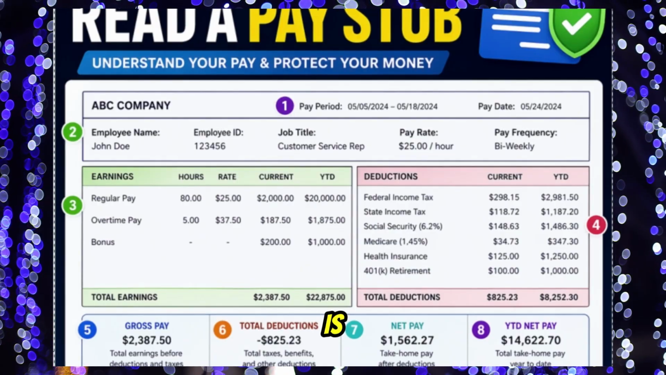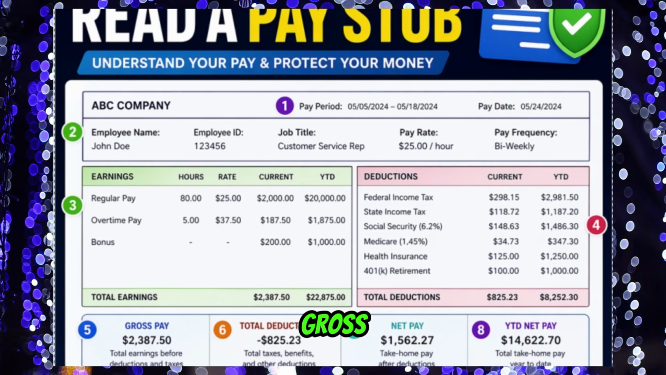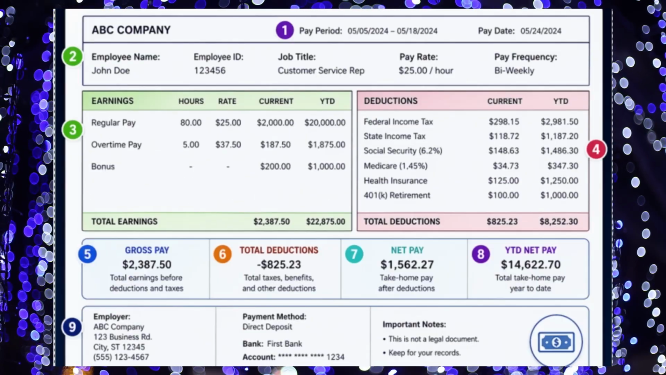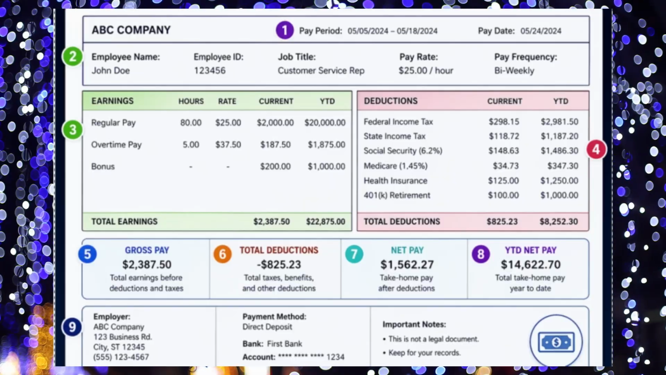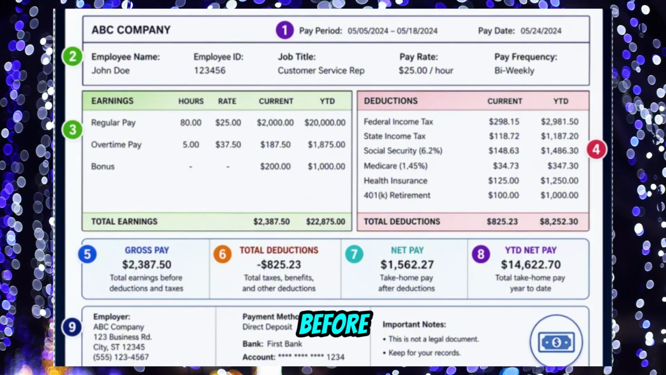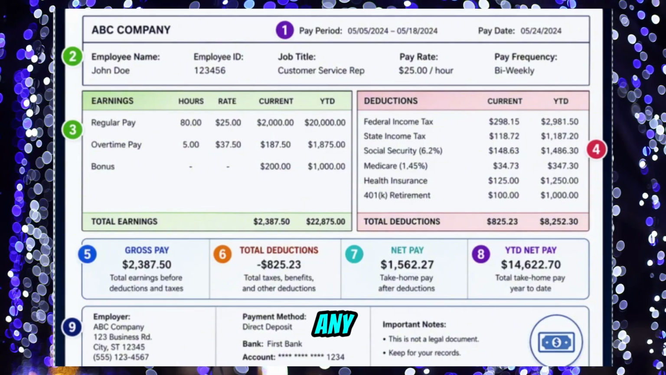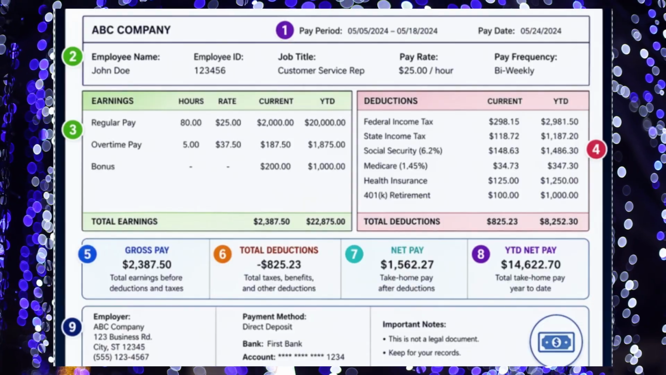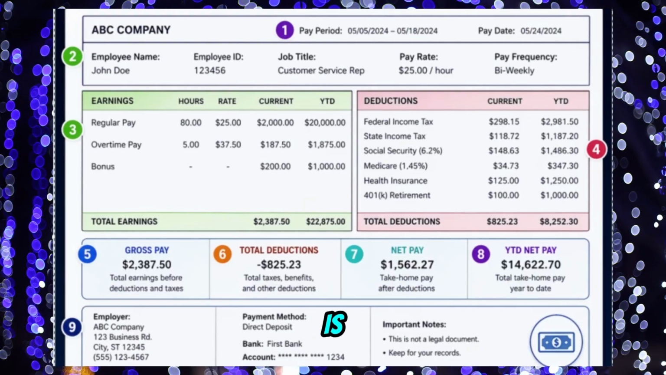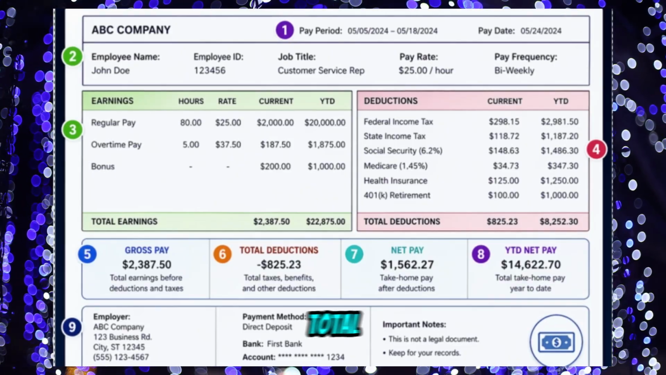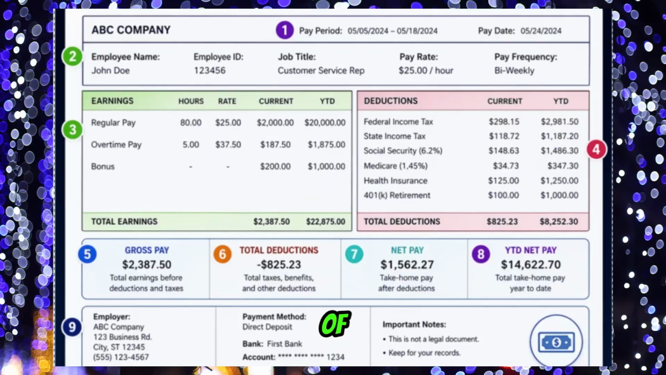Number 5 is going to cover your gross pay. The gross pay is your total earnings before any deduction or any taxes is taken out. Number 6 is total deductions. This is the total amount that is taken out of your gross pay.